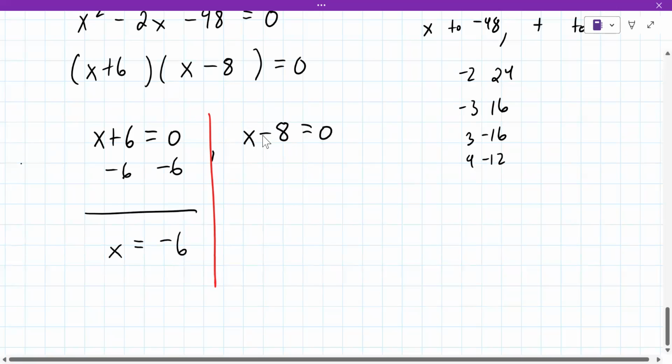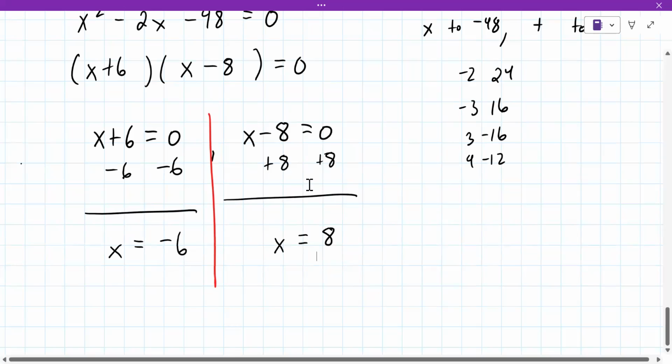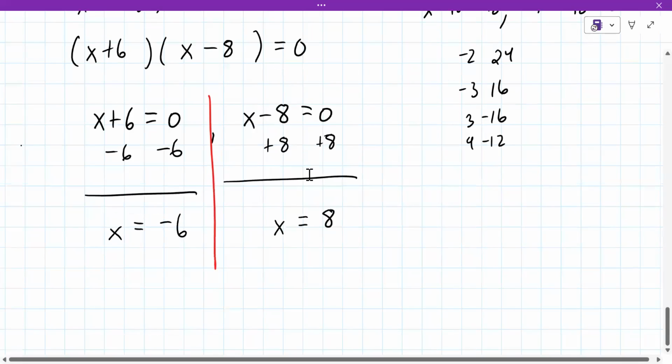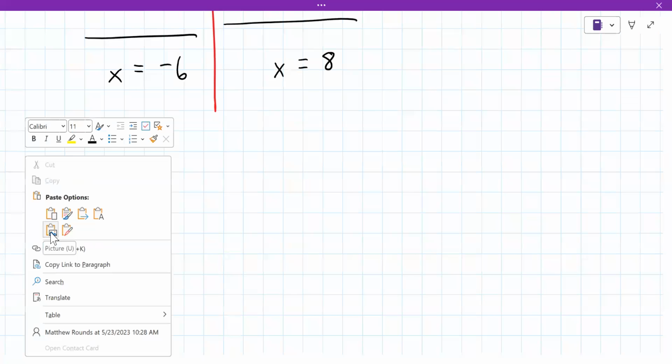How do you undo subtraction by 8? Oh, addition, so it's plus. Okay, stay there. It's okay. So then that would be 0, and then that would be 8. Okay, so x equals -6, and then x equals 8. There we go. Yeah. x equals -6, x equals 8. All right.